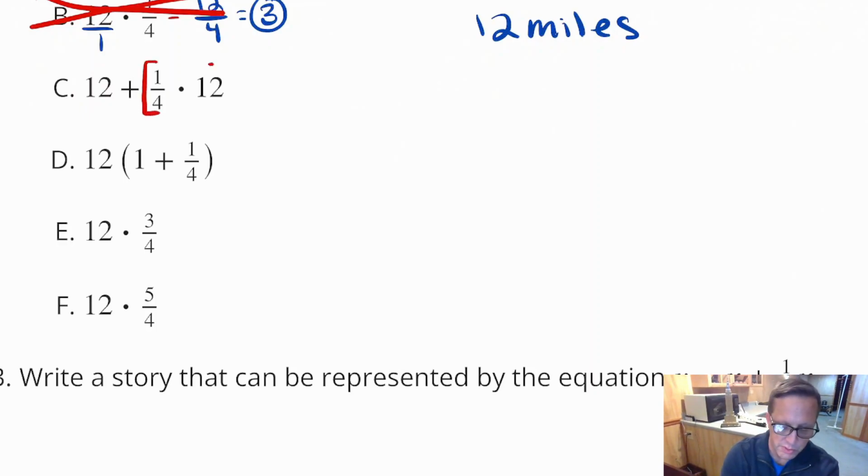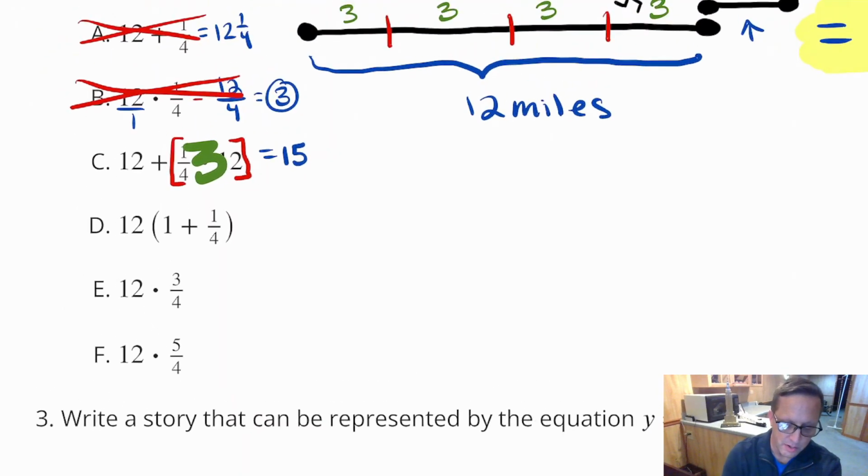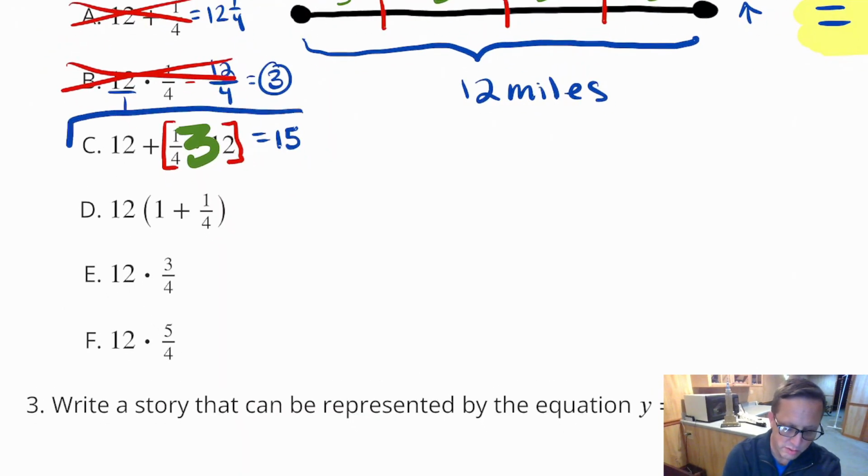We better do this part first. So 1/4 times 12 is 3. All right, sloppy math right here. But 12 plus 3 is 15, isn't it? It is 15. All right, so there is a choice that applies right there.